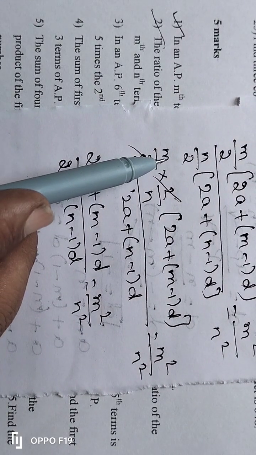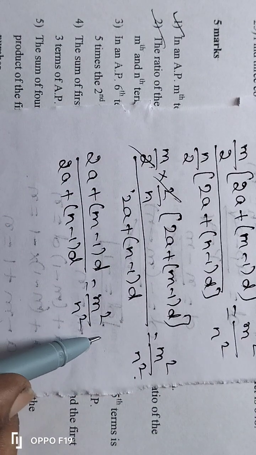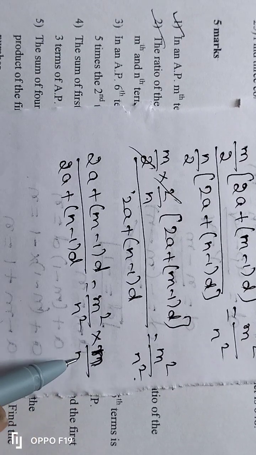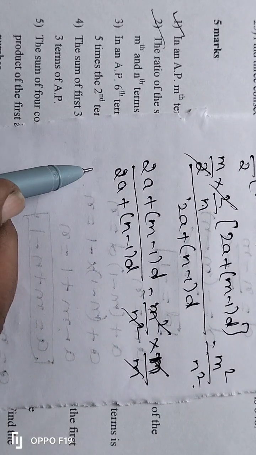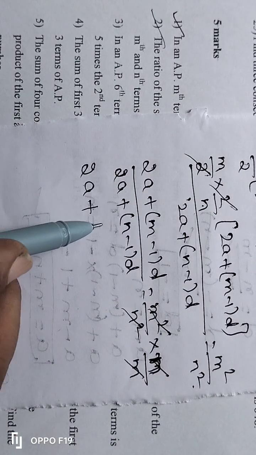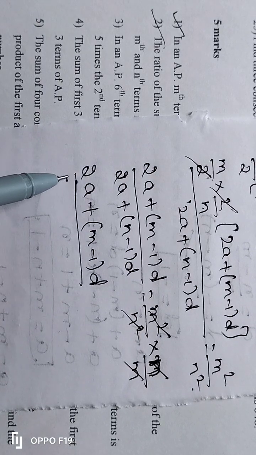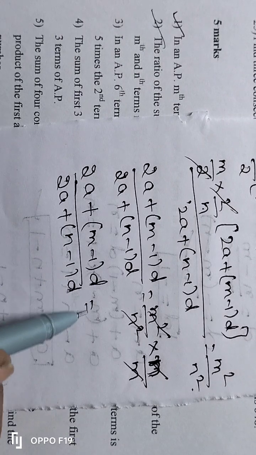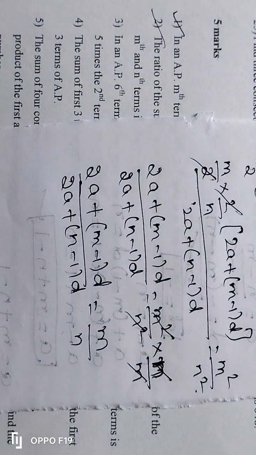Now you bring this m to the denominator and n you take to the numerator, into n divided by m. N gets cancelled. What is the remaining? (2a plus m minus 1 into d) divided by (2a plus n minus 1 into d) is equal to, in the numerator m is remaining, in the denominator n is remaining.